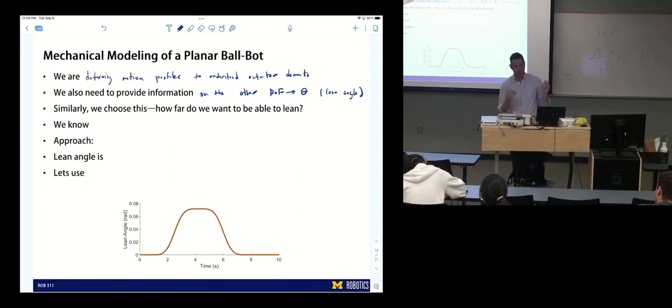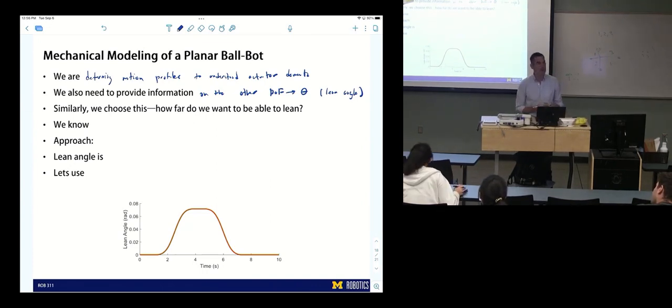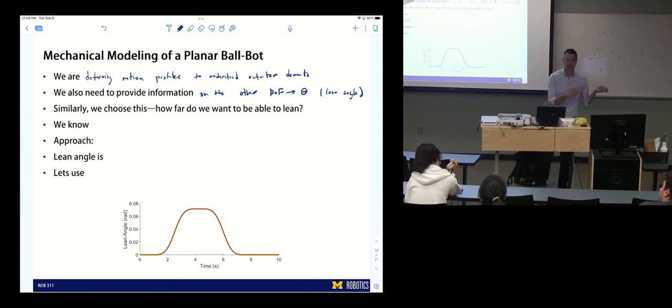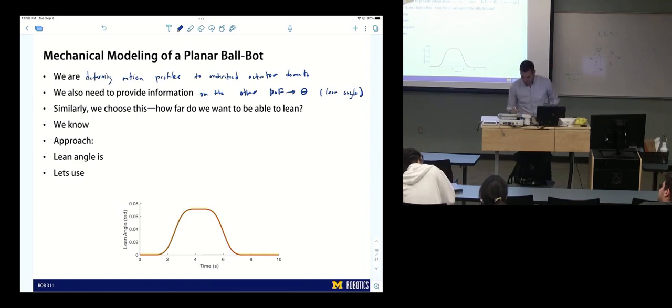So we need to choose a profile for it to lean, and we want that to be somewhat physically realizable, to make sense. This is how we chose to do this. How about we have it lean something that's proportional to the acceleration? We know the acceleration is really going to be somewhat proportional to torque. So we want the lean angle to also be proportional to acceleration. So similarly, we choose this.